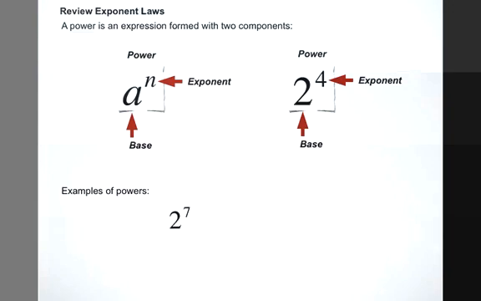Here's some other examples of powers. 2 to the exponent 7, x to the exponent 5, 3 to the exponent x, a to the exponent b, 10 to the exponent e, and 10 to the negative 5.